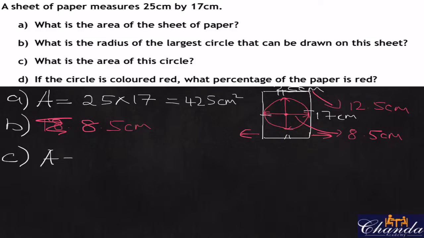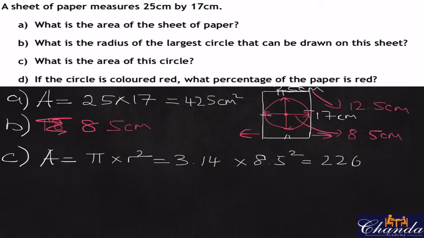Now part C says, what is the area of the circle? Straightforward. As we know, the area of a circle is simply pi times r squared. Pi is 3.14, and the radius we just found is 8.5 squared. Putting this straight into the calculator, I get a value of 226.87 centimeters squared.